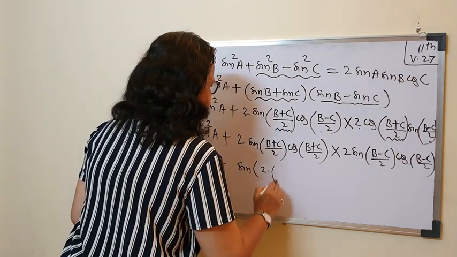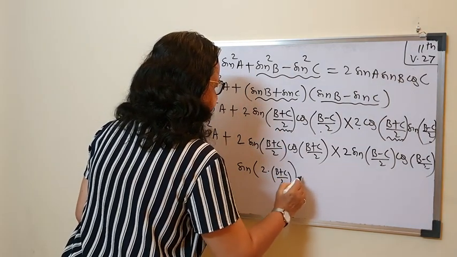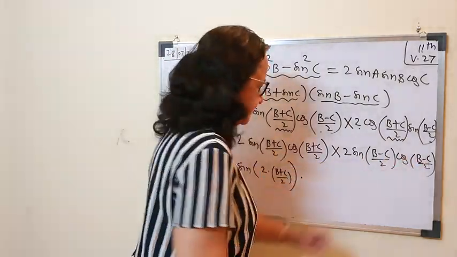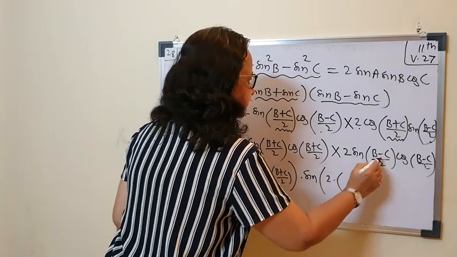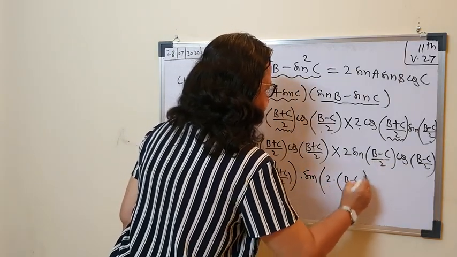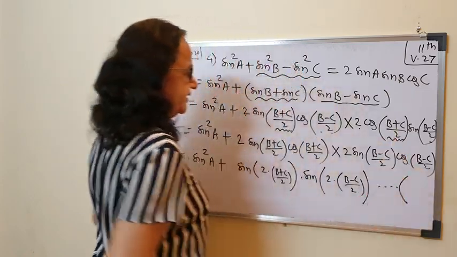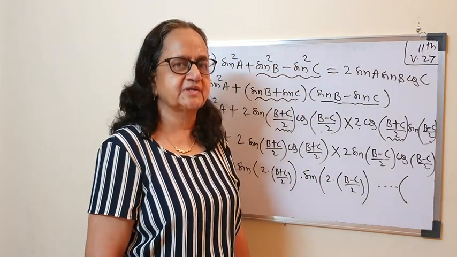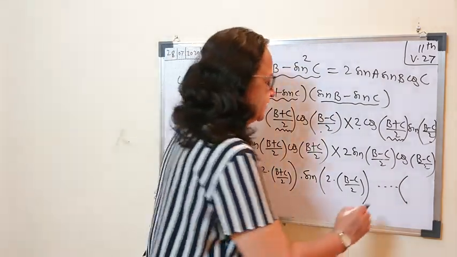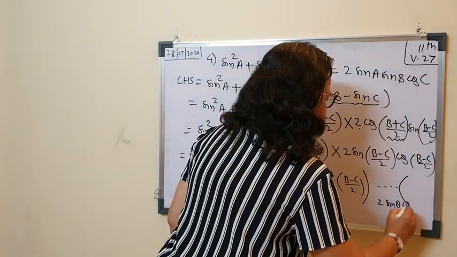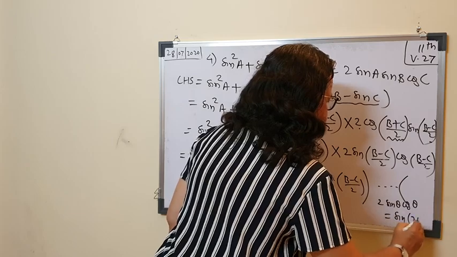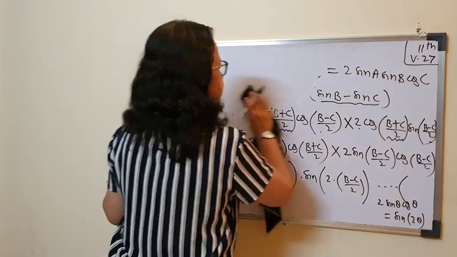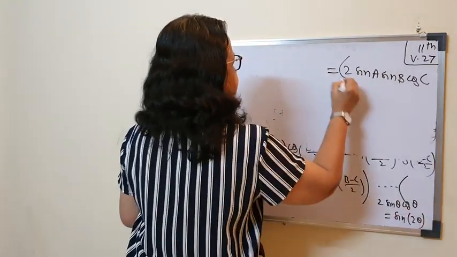Put the theta value, (B plus C) upon 2, into, again 2 sin theta cos theta. So it should be sin 2 into, put the angle, (B minus C) upon 2. Put dots and the bracket, you write the formula. Come on, write down: 2 sin theta cos theta is equal to sin of 2 theta. Learn the formula by heart. Now what does that give? I will erase this; only the final answer I have kept on the board.